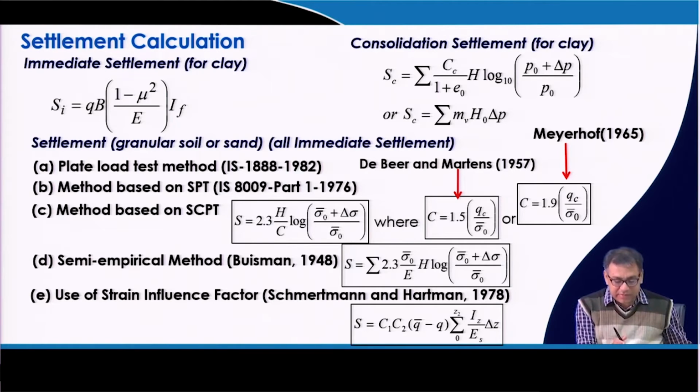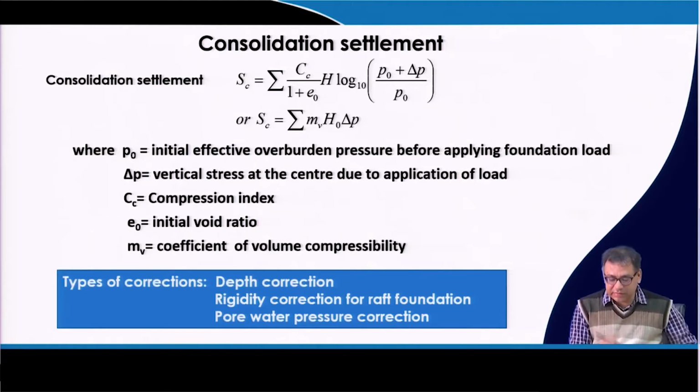So, I have discussed the immediate settlement for clay. Now, the consolidation settlement. This is the equation by which I can calculate the consolidation settlement. This is a very famous equation, and you have done the derivation, or you know how this settlement comes. That is your soil mechanics part, so those things will not be discussed here, because we will directly use this equation, but I will explain what the different terms are.